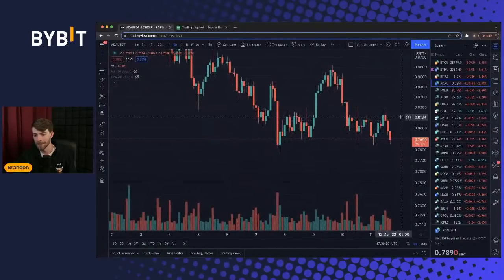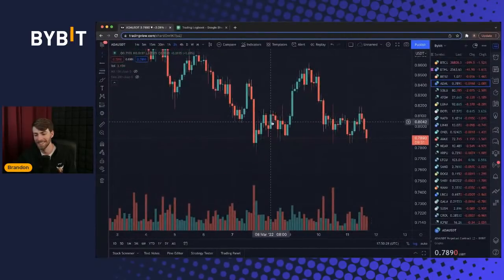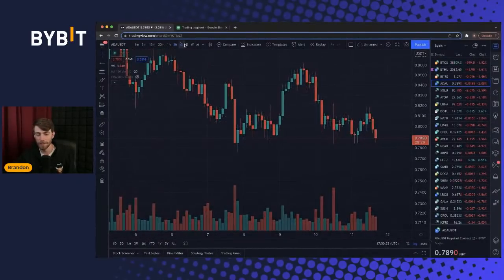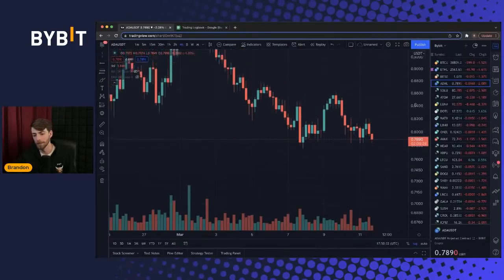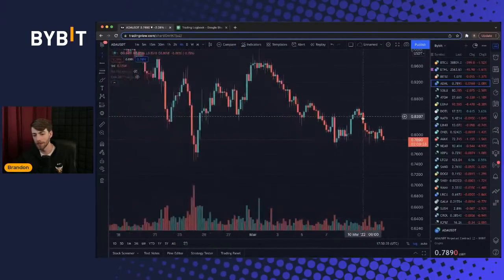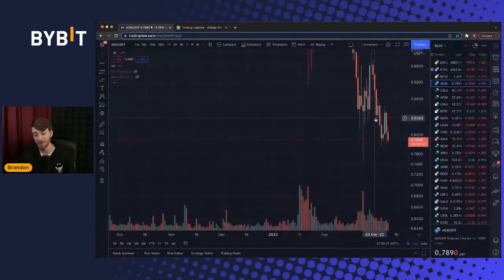Like AVAX. It's not Avalanche, it's AVAX. All right, so this is the 2-hour time frame. We're going to zoom out to the 4-hour. Really, in terms of my trading process, what I do is I really start on the daily.